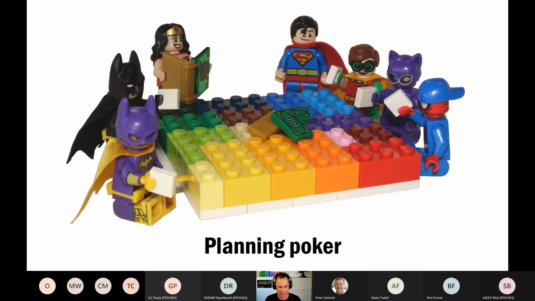That way we get buy-in from all the developers, and it's only the developers who are doing the estimation. It's not the subject matter experts, it's not the Scrum Master or the product owner. It's our analysts, it's our testers, it's our developers, it's our functional consultants who are doing that estimating.